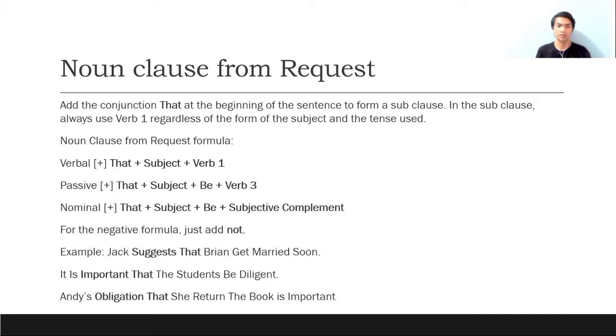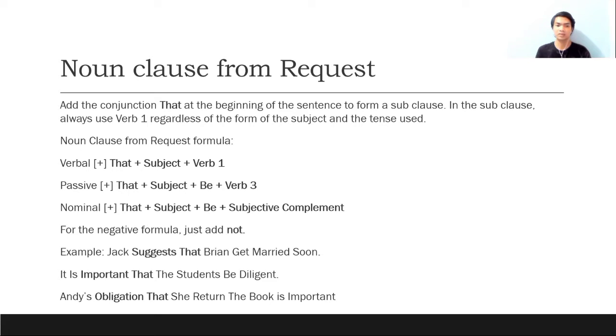For the verbal positive, the formula is that plus subject plus verb 1. For the passive positive, the formula is that plus subject plus be plus verb 3. And for the nominal positive, the formula is that plus subject plus be plus subjective complement. For the negative formula, just add "not."